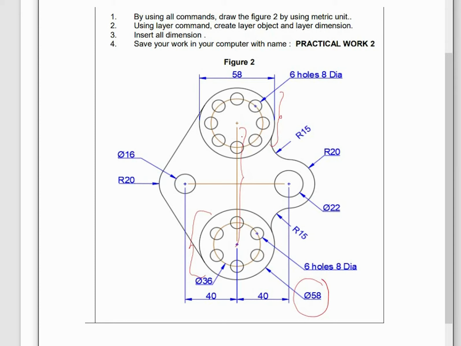and if you notice, the big circle here is actually the same as the big circle down here, meaning to say that the distance of this line until here is the radius of this circle, which is 29. How do I get 29? It is 58 divided by 2, because 58 is the diameter. You divide by 2 to get the radius.